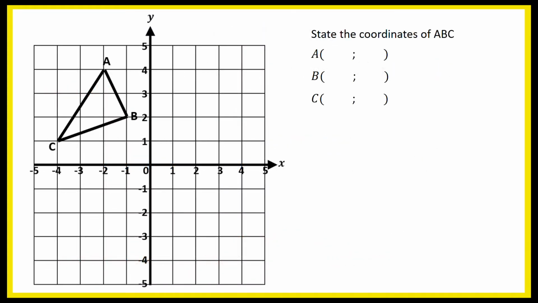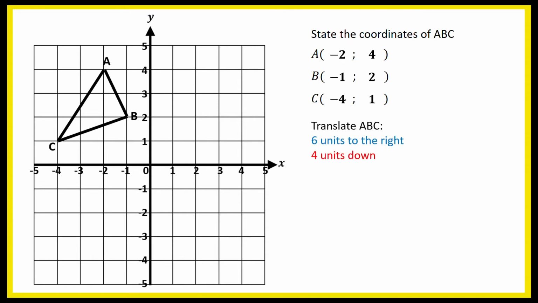Okay, so here's my figure, ABC. The first thing you need to do is figure out what your coordinates are. If I'm looking at A, remember I start at 0 and I move across first, so I'm going to move across to -2 and up to 4. So my coordinate for A is (-2, 4). For B, I start at 0, I move across first, (-1, 2). Same thing for C, I move across first, (-4, 1). Okay, so I've got my coordinates for A, B, and C.